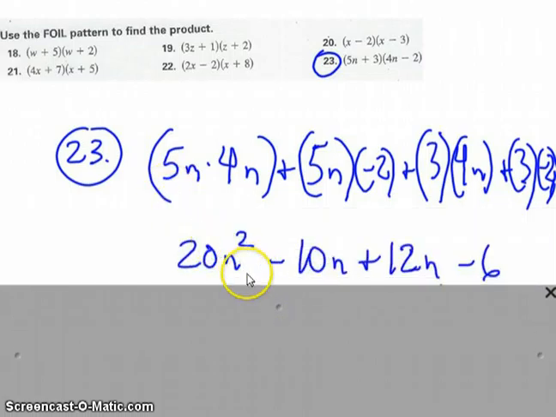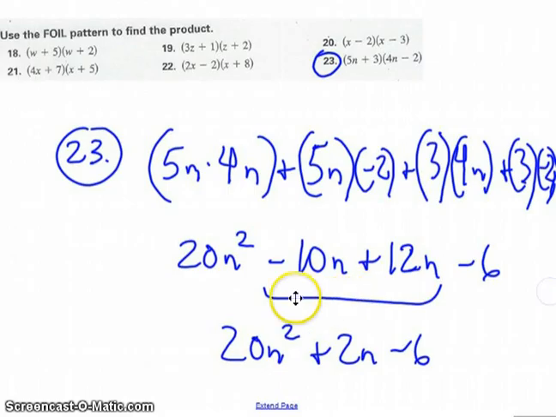That's 20n squared. If you need the step in between, no problem doing it. You would put the 5 next to the 4, next to the n, next to the n. And the 5 next to the 4 will make you see that that's 20. N next to n will make you see that's n squared. 5n times negative 2 becomes negative 10n. 3 times 4n becomes positive 12n. And 3 times negative 2 becomes negative 6.